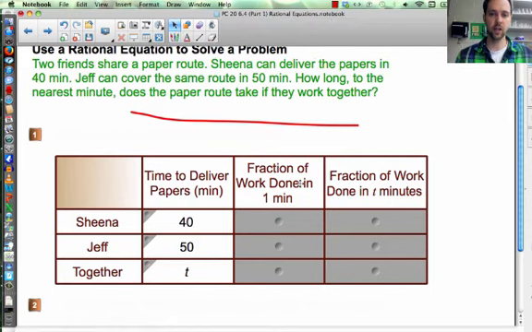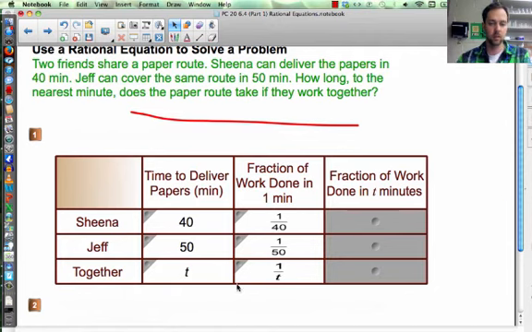Okay, now the fraction of work done in 1 minute. So if it takes her 40 minutes to do all the work, then in 1 minute she does a 40th of the work. So she does that 40 times and she's done. Jeff does it 50 times and he's done. Now, together, in 1 minute, they do 1 out of T. The total amount of time it takes them is T. Or in 1 minute, sorry.